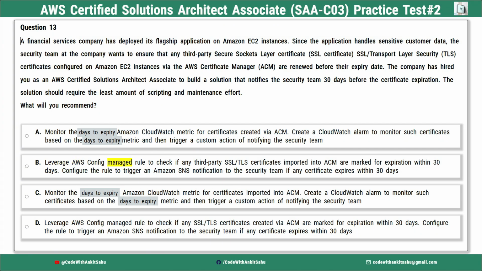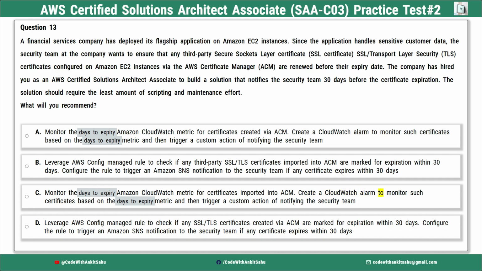Leverage AWS Config managed rule to check if any third-party SSL/TLS certificates imported into ACM are marked for expiration within 30 days. Configure the rule to trigger an Amazon SNS notification to the security team if any certificate expires within 30 days. Option C. Monitor the days to expiry Amazon CloudWatch metric for certificates imported into ACM.